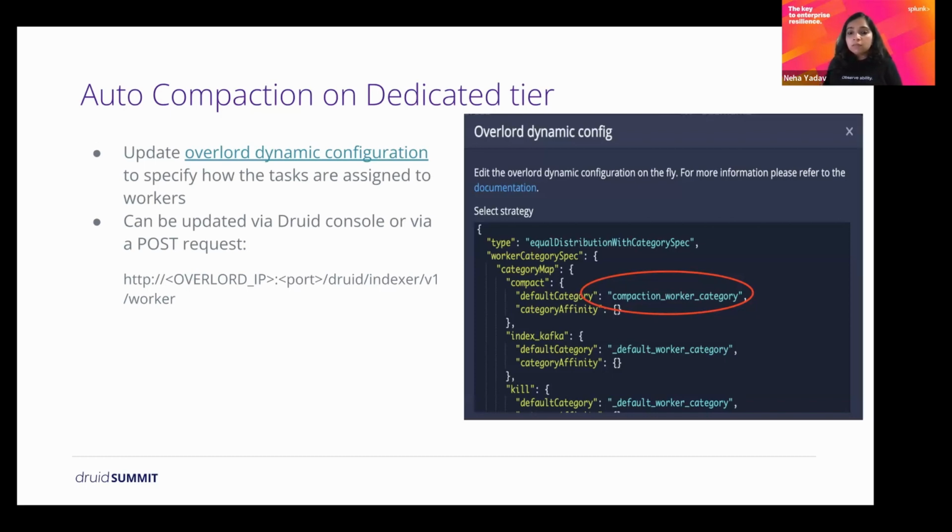This is something that we have tested out in our dev environment, and we feel that we would be able to tune the JVM separately once compaction is running on a separate tier, and maybe then we can get past the JVM heap space OOM error and make range partitioning work.